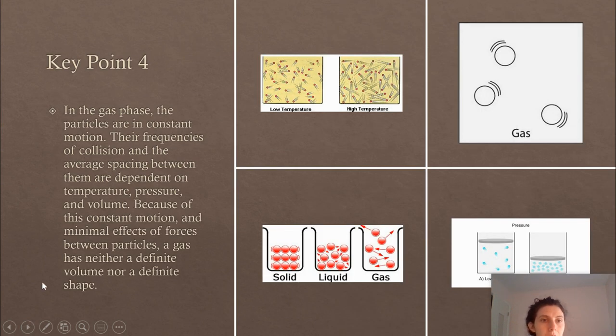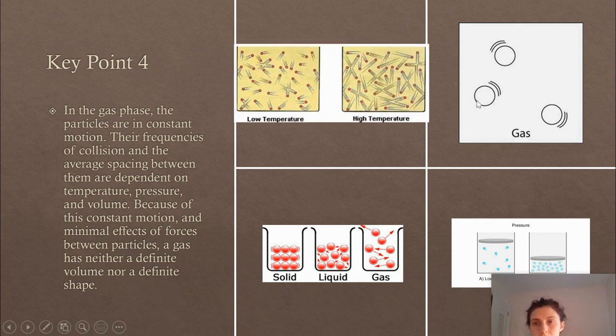Our fourth key point is that in the gas phase, the particles are in constant motion. Their frequencies of collision and the average spacing between them are dependent on temperature, pressure, and volume. Because of this constant motion and minimal effects of forces between particles, a gas has neither a definite volume nor a definite shape. So here's our gas particles.